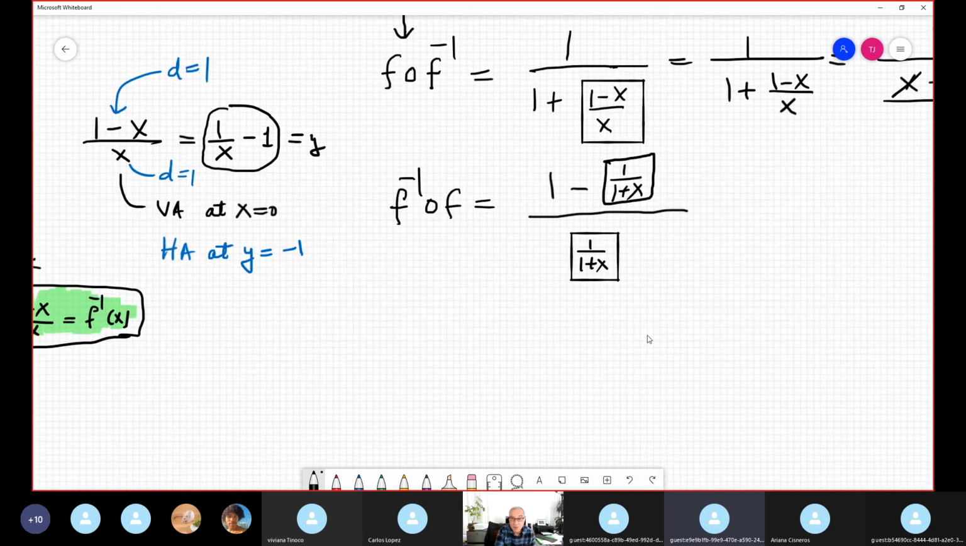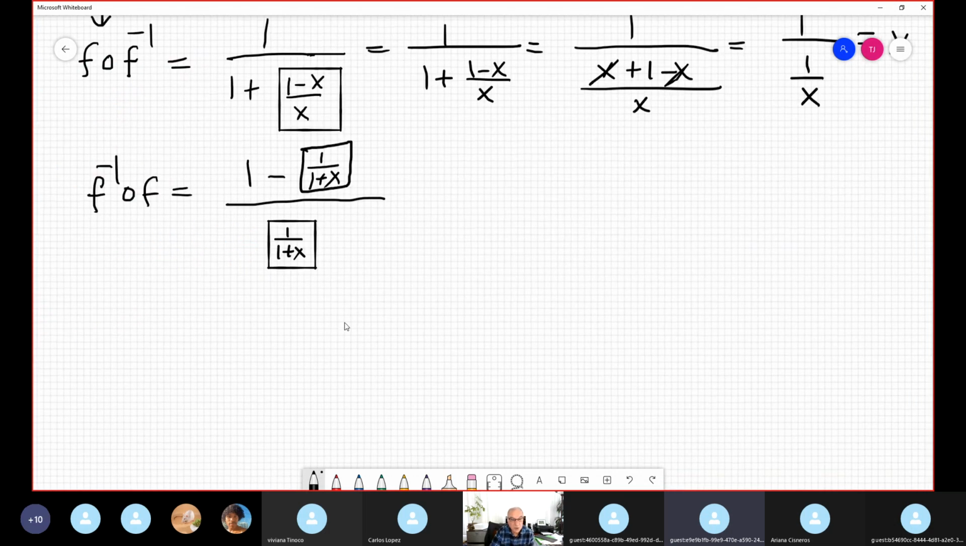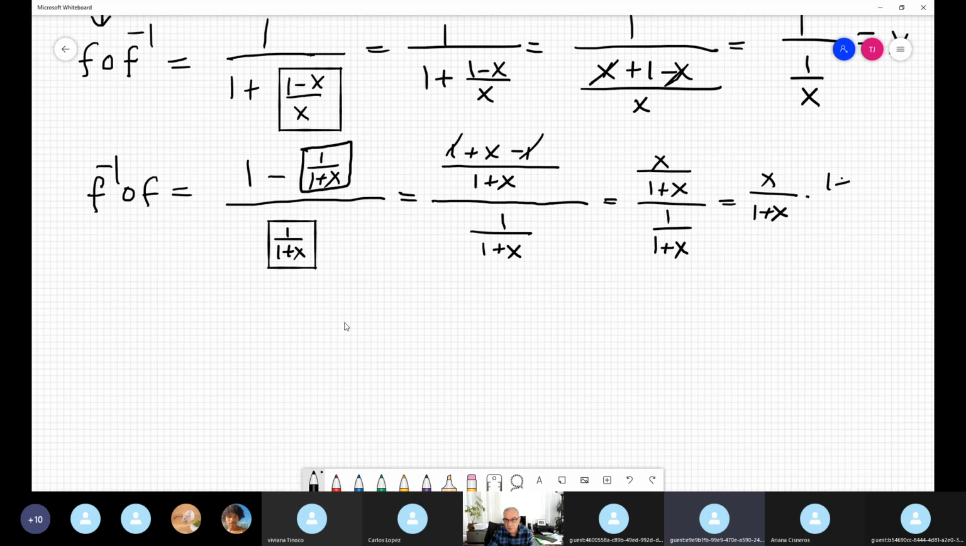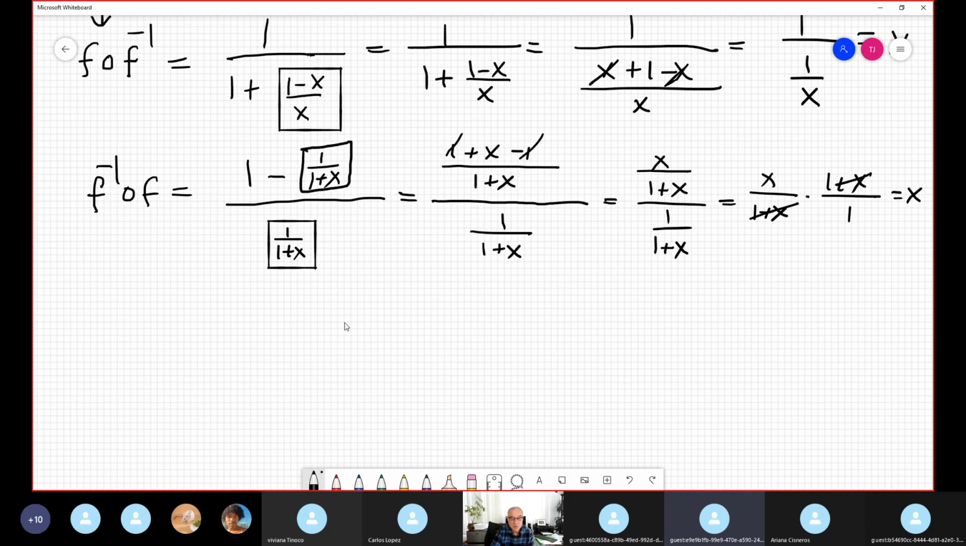Okay, let's try algebra. Not too complicated algebra, it's intermediate algebra. LCD is 1 plus x. And we have 1 plus x minus 1, divided by 1 over 1 plus x. This cancels, positive 1 and negative 1. The answer is x over 1 plus x divided by 1 over 1 plus x. So you copy the first and flip the second. Because this cancels, the answer is x. Double checking is okay.